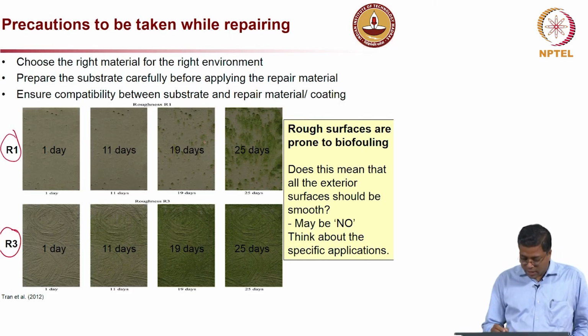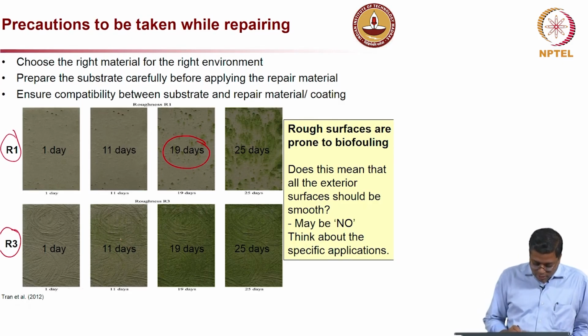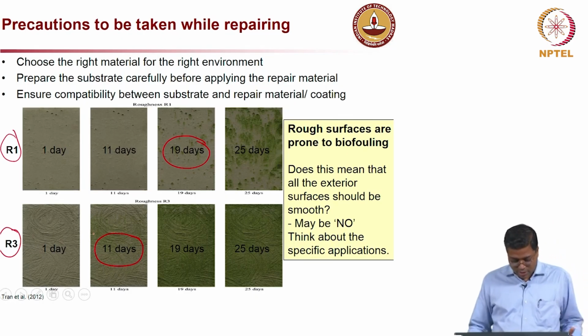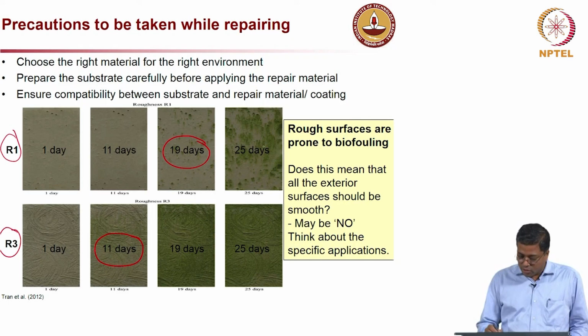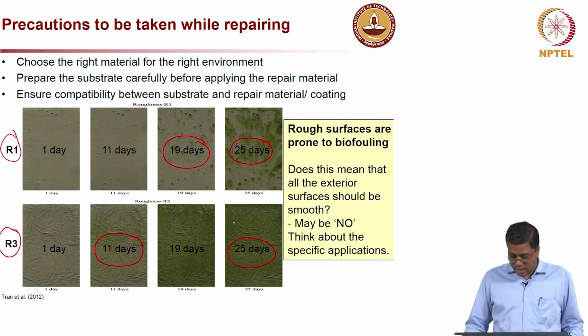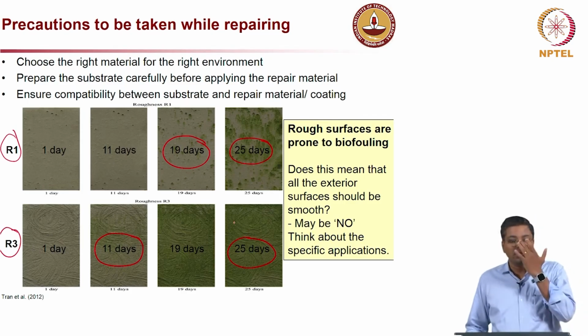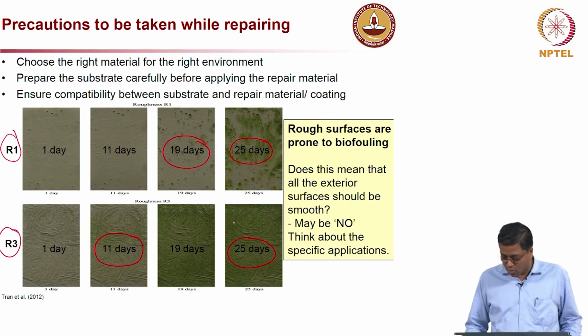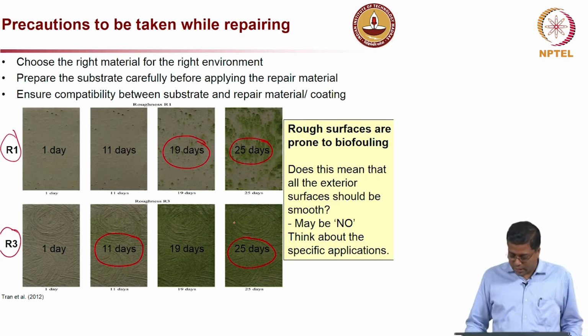So, you see in 19 days in row 1 you have some spots forming, but in row 2 you have more green on day 11 itself or even before. But when you look at 25 days, you can see that the second row is completely green, and in the first row you still have a significant region which is not attacked. So, definitely how rough the surface is plays a role in resistance against biofouling.